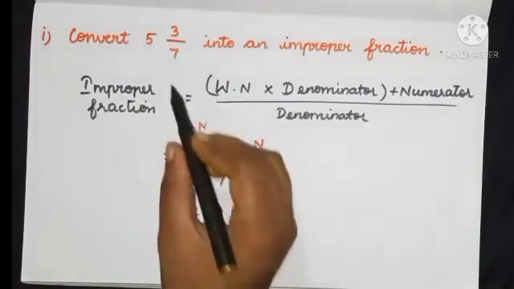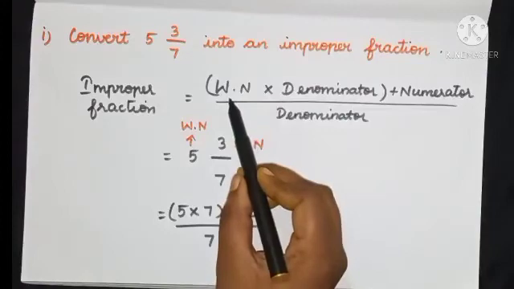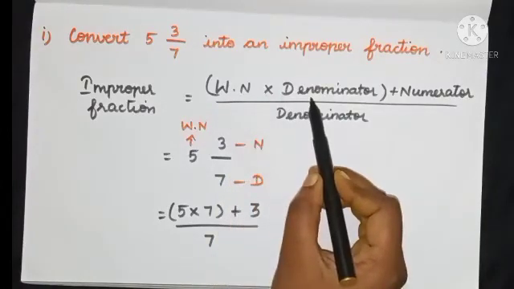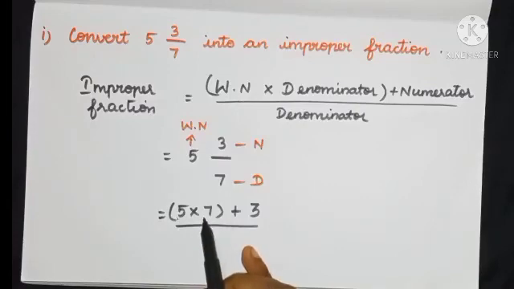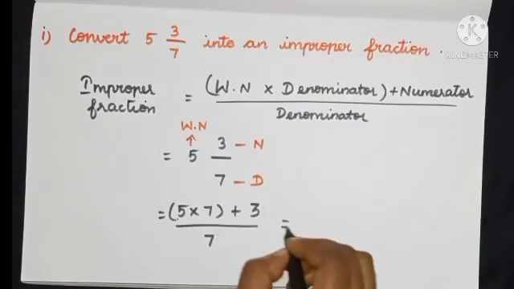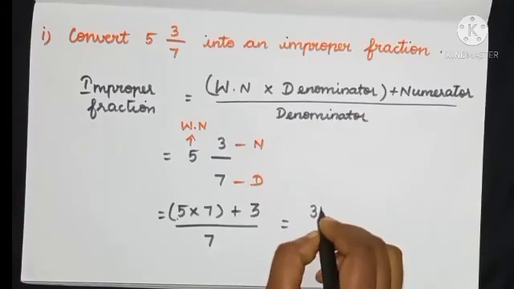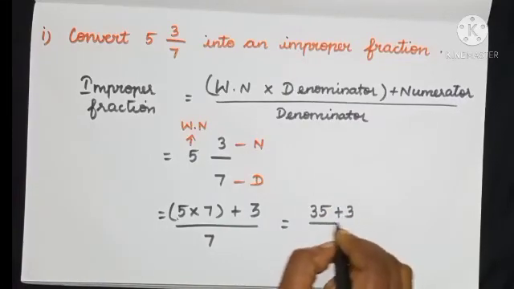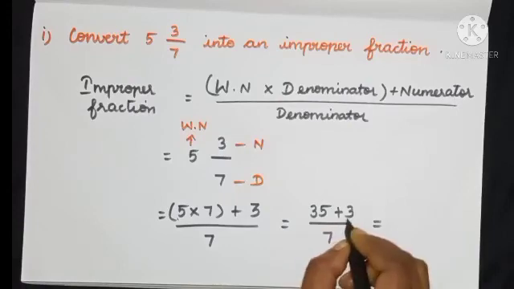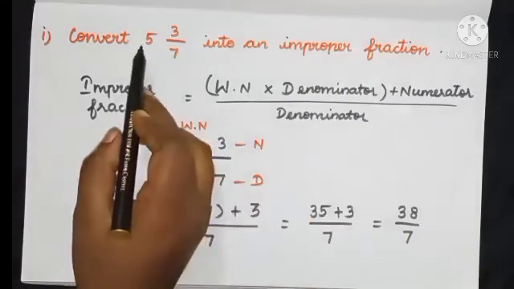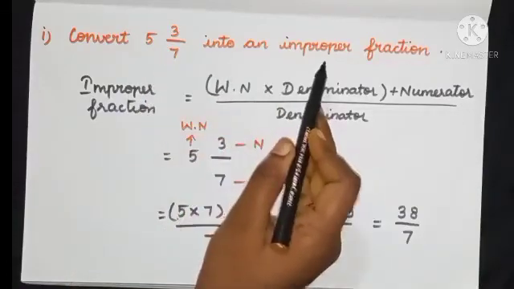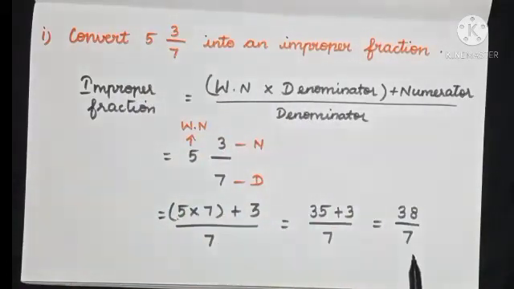To convert mixed into improper, first you have to multiply the whole number with the denominator. Whole number value is 5 and the denominator value is 7. Then you have to add the numerator 3, divided by denominator value 7. 5 7s are 35 plus 3 divided by 7. 35 plus 3 is 38 by 7. So the mixed fraction 5 3 by 7 as an improper fraction is 38 by 7.